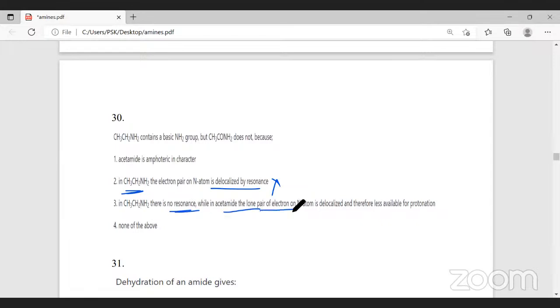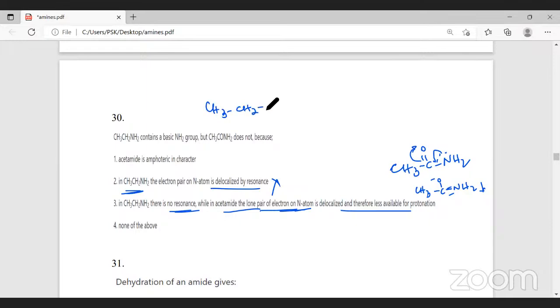While in acetamide, the lone pair of electrons on the nitrogen atom is delocalized, therefore less available. In CH3C=O NH2, this electron pair can undergo resonance. So you get CH3CO minus, and you'll get C double bond N, NH2. So the availability of nitrogen's pair of electrons decreases. Therefore, basicity decreases. But CH3CH2NH2 is not undergoing resonance, therefore this pair of electrons can be donated easily. So this will be a stronger base compared to this. Answer for this question is option 3.